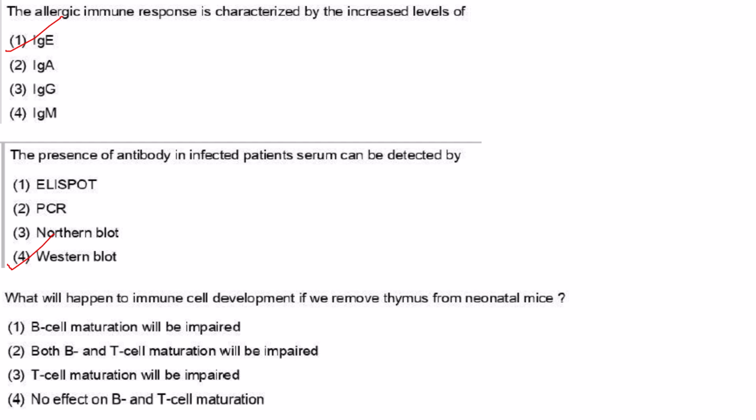What will happen to immune cell development if we remove the thymus from the neonatal mice? The thymus is involved in the development and maturation of T cells. So without the thymus, T cell maturation will not take place, so T cell maturation will be impaired. So the answer is 3. Not B cell maturation, because B cell maturation occurs in the bone marrow and it has nothing to do with the thymus.